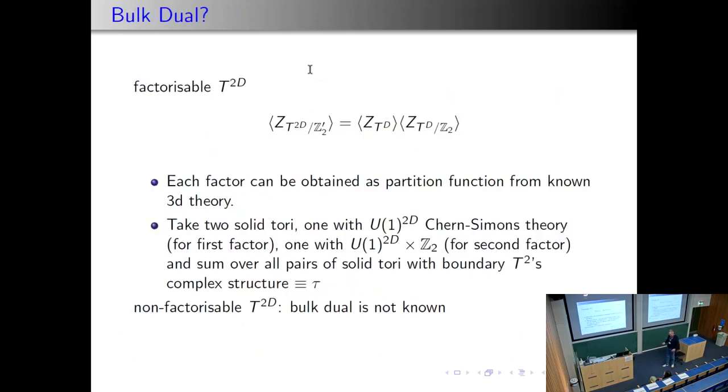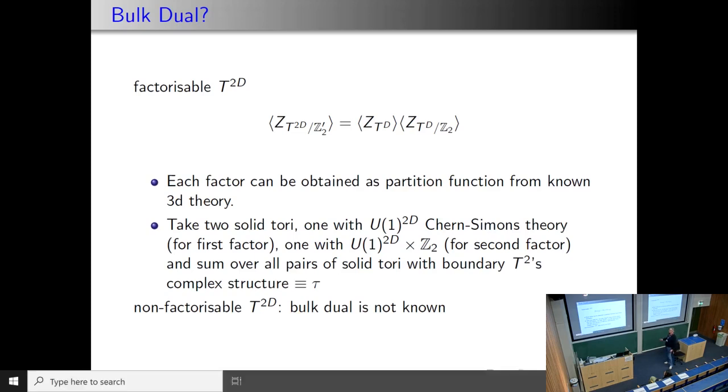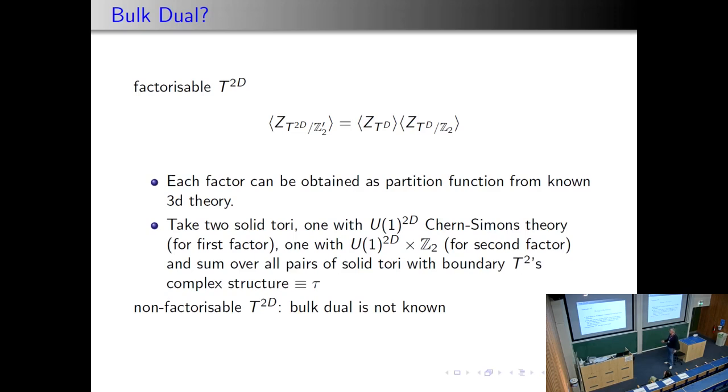Okay. So the bulk dual, I'm afraid I don't have to say much for the bulk dual. For the factorizable case, I can say something, but that's quite trivial. For there we have seen that the average factorizes into a product of the first example I was discussing in the introduction times the second example. And we know, just from the literature, that each factor can be obtained as a partition function of a 3D theory.